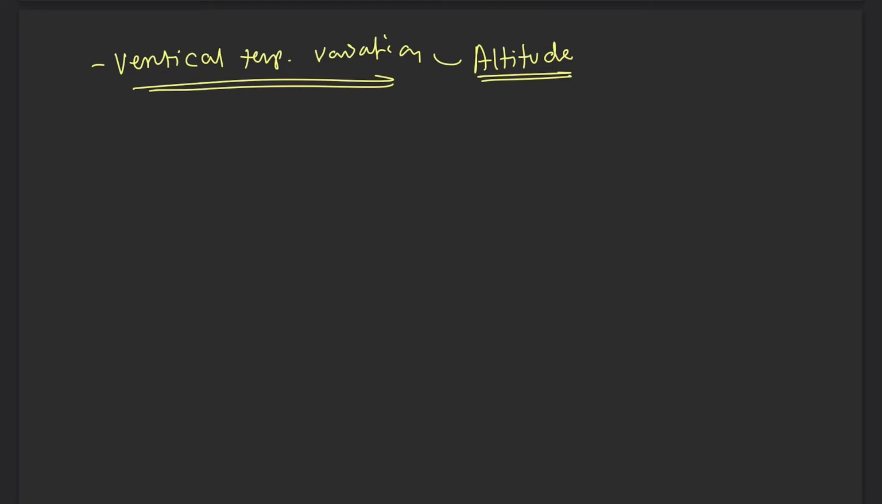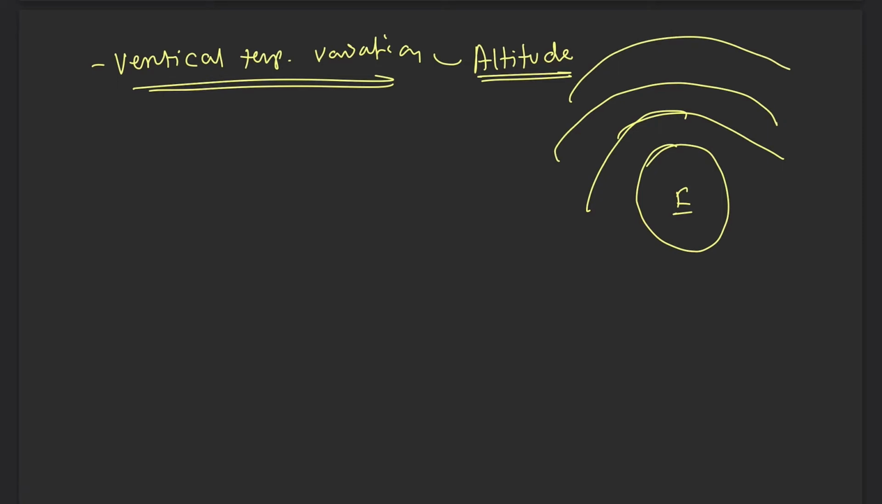If we see, this is our surface, then what are the layers? Suppose this is the troposphere, this is the stratosphere, this is the mesosphere, and this is the thermosphere. How does temperature vary from sphere to sphere? In the troposphere, the temperature decreases with altitude. In the stratosphere, it again increases. In the mesosphere, it decreases. In the thermosphere, it increases, right?